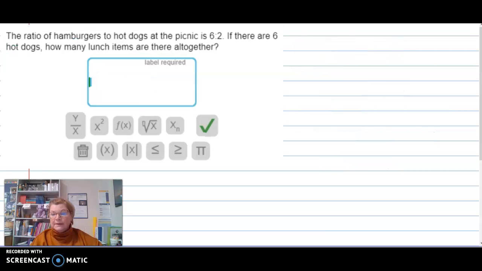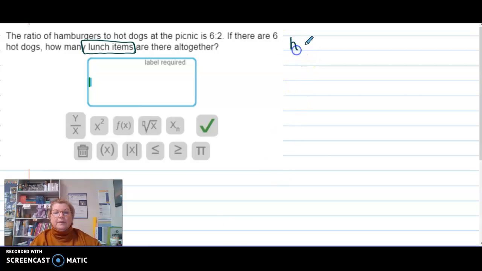In today's practice, let's take a look at another one. The ratio of hamburgers to hot dogs at the picnic is 6:2. If there are 6 hot dogs, how many lunch items are there altogether? Now this is going to be a little different example from the previous example. I'm going to look at what I know. I'm going to use some clues here. I'm going to go on a little investigation.